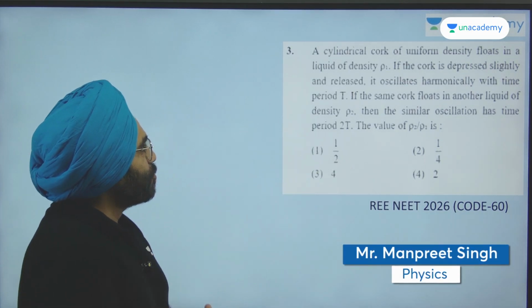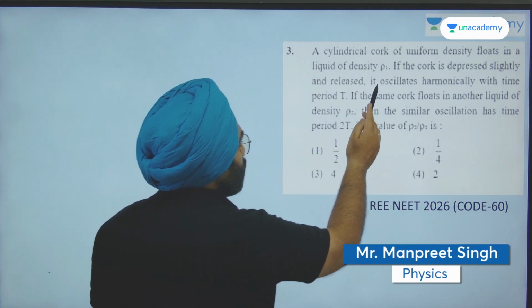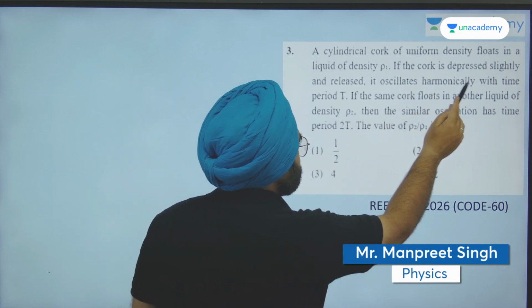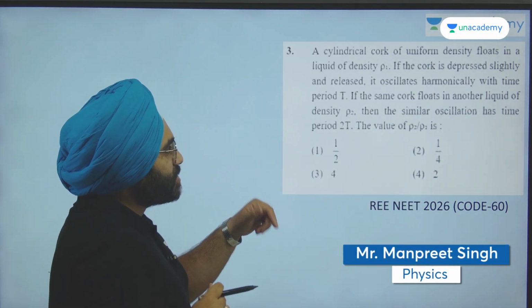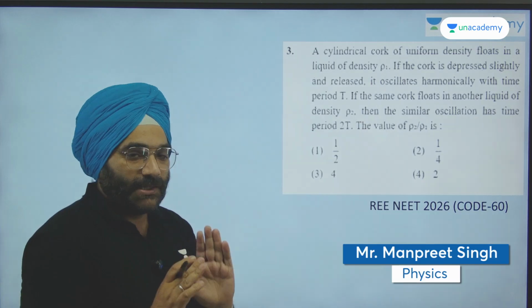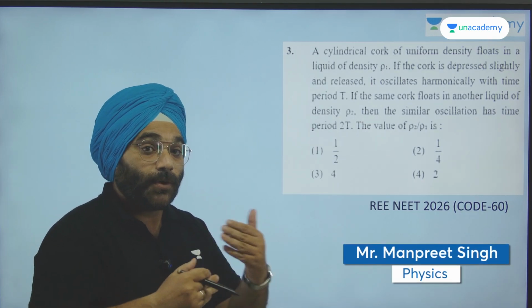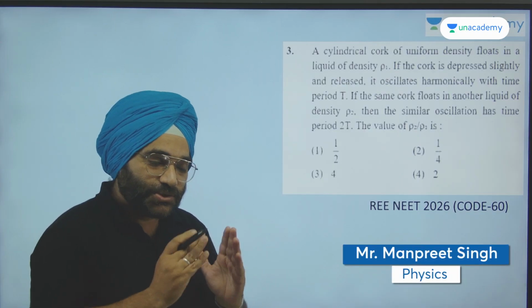Let's first read the question. A cylindrical cork of uniform density floats in a liquid of density rho. If the cork is depressed slightly and released, it oscillates harmonically with time period t. So first understand the concept. In this case, you may not know the formula as a NEET student, so let's see how we can solve it.